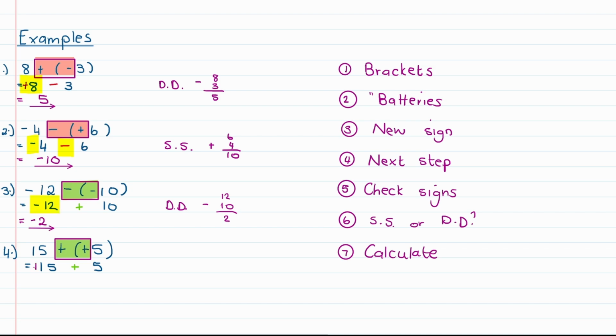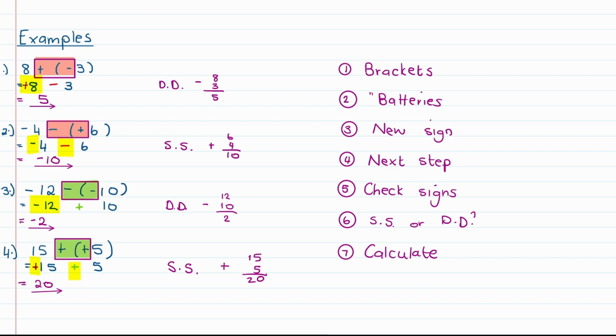For the last one, positive 15 plus 5. My signs are the same, so I find the sum. I find the sum of 15 and 5. 15 and 5 give me 20. They were both positive, so my answer is positive 20.